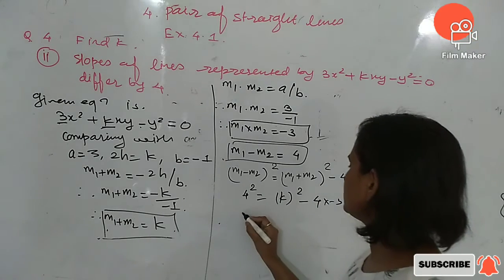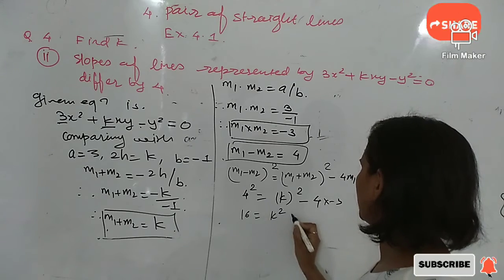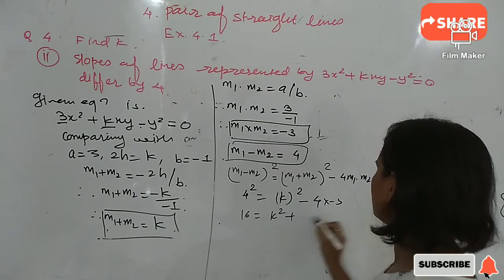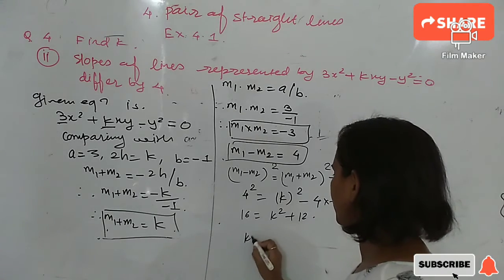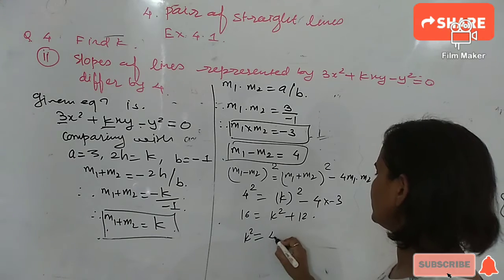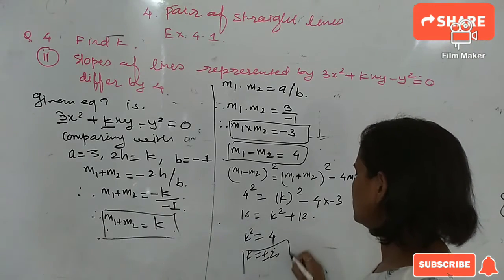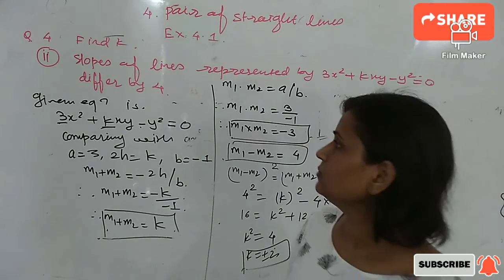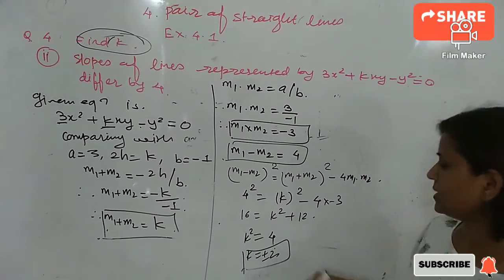Simplify this equation. So 4 square is 16. K square, minus minus becomes plus, and 4 into 3 is 12. So k square is equal to 16 minus 12. 16 minus 12 is 4. So k is equal to plus minus 2. So this is the final solution for this question: find the value of k, and k is plus minus 2.